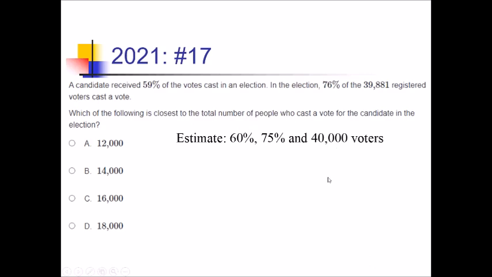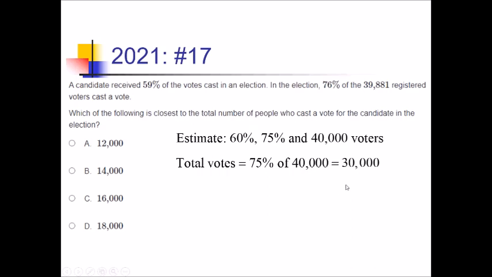So first thing I need to do is figure out how many people actually voted in the election, regardless of who they voted for. So I need 75% of 40,000. So 75%, that's 3/4 of something. 3/4 of 40,000 is going to be 30,000, so that's not too horrible.